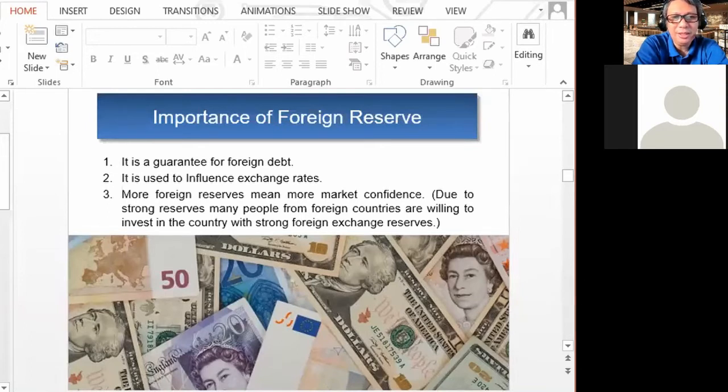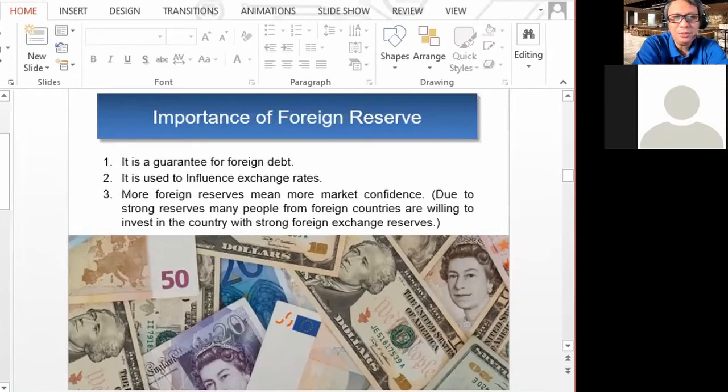Okay, first, it is a guarantee for foreign debt. It's a guarantee for foreign debt. What does it mean? Madali tayo nakakautang sa IMF or sa World Bank. We can easily borrow money because they know that we have the ability to pay. Okay? So we have a collateral, and that is our foreign reserves.